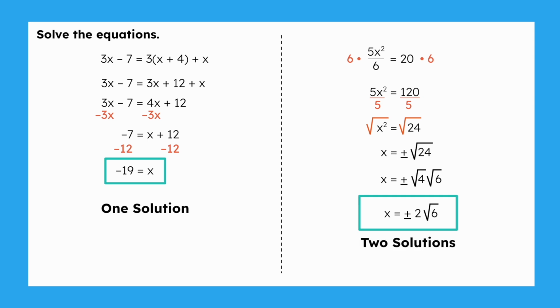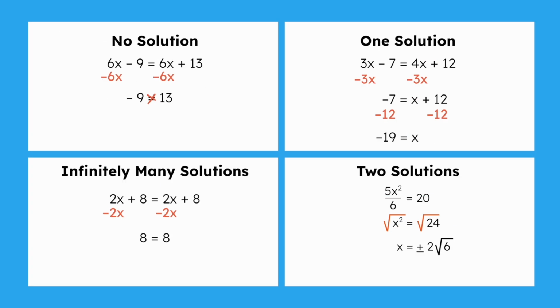Why did we end up with 2 solutions? Oh, right! When x is squared, we end up taking the square root, which results in one positive and one negative solution. Wow! Who knew we had all these possible outcomes when solving equations? We might have no solutions, one solution, 2 solutions, or infinitely many solutions. Let's try a few more examples.